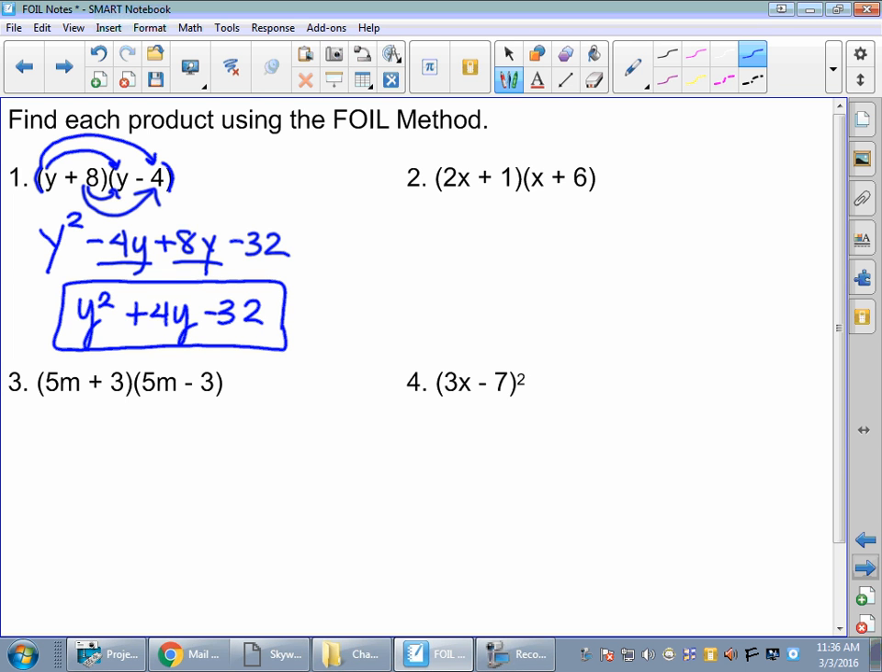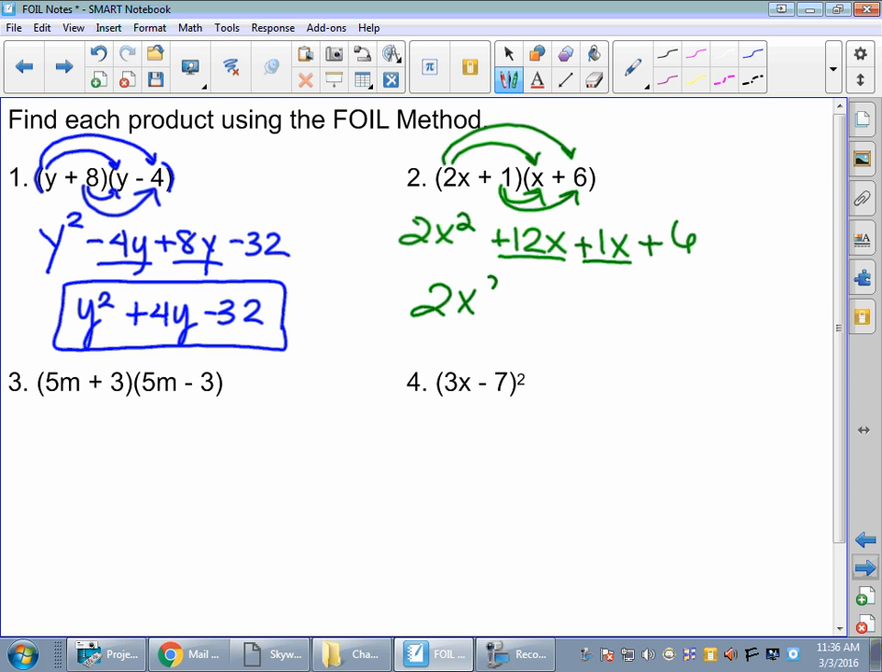Next problem. First, 2x times x, 2x squared. Outer, 2x times 6 is a positive 12x. Inner, 1 times x is a positive 1x. And last, 1 times 6 is a positive 6. 12 x's and another x makes 13 total x's. So we have 2x squared plus 13x plus 6.